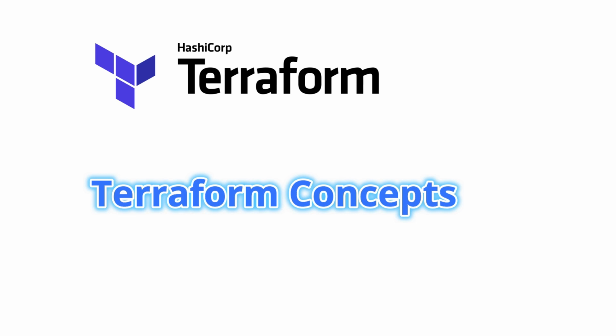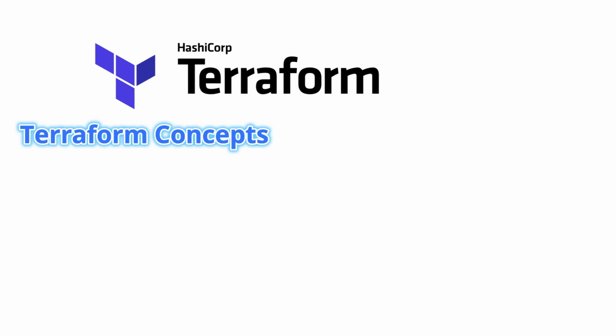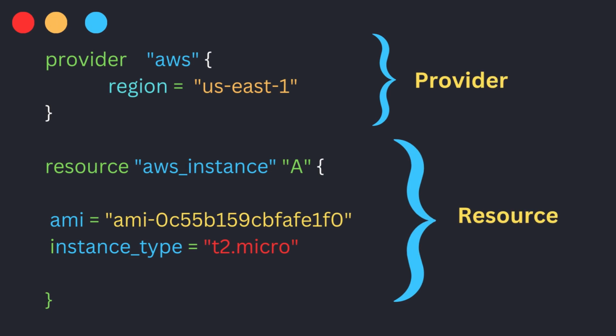Terraform has several key concepts that are important to understand before using it. Providers. Providers are the cloud service providers that Terraform supports. Terraform provides a plug-in architecture to support multiple providers. Resources. Resources are the individual components of your infrastructure that you define in Terraform. For example, an EC2 instance in AWS or a virtual machine in Azure.